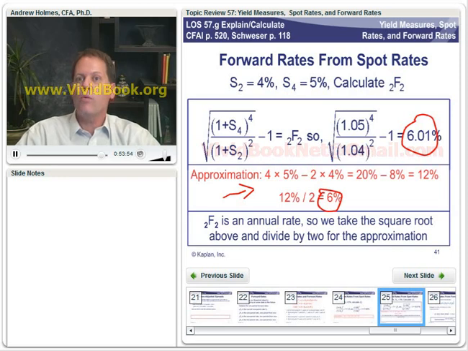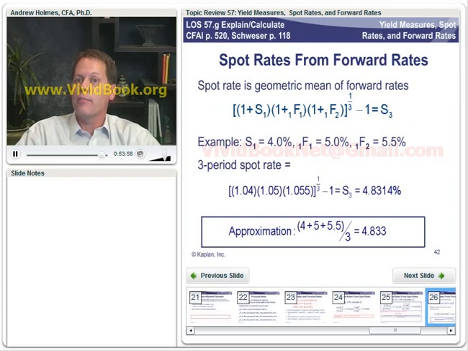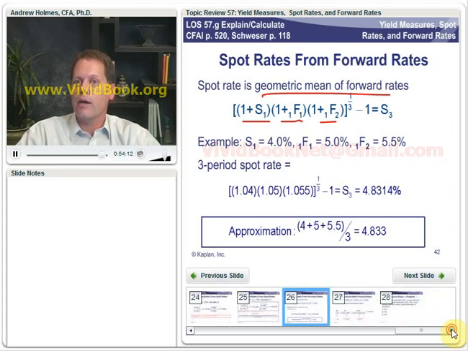Okay, so what about spot rates from forward rates? Well, here we can also remember that the spot rate is the geometric mean of the forward rates. So if you have the 1-year spot rate, the 1F1 and the 1F2, well, just find the geometric mean of that, which we talked about back in study session 2, and that'll be the 3-year spot rate.